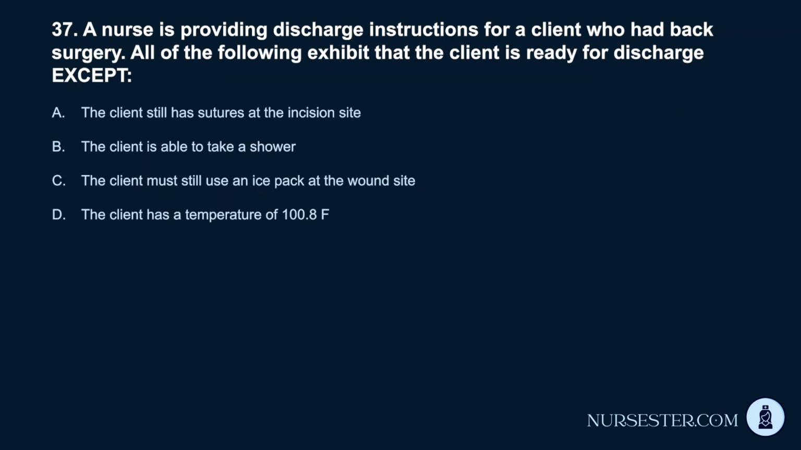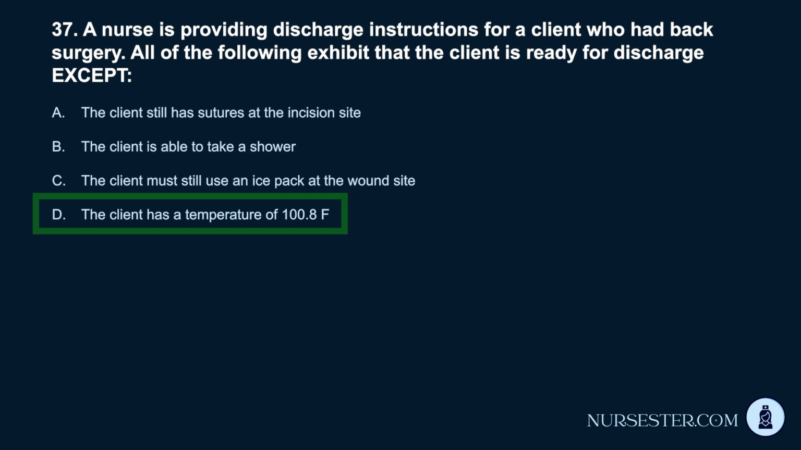37. A nurse is providing discharge instructions for a client who had back surgery. All of the following exhibit that the client is ready for discharge except: A. The client still has sutures at the incision site. B. The client is able to take a shower. C. The client must still use an ice pack at the wound site. D. The client has a temperature of 100.8 F.